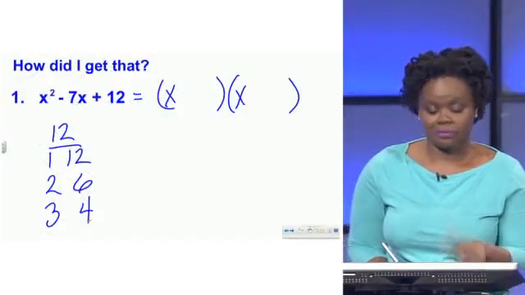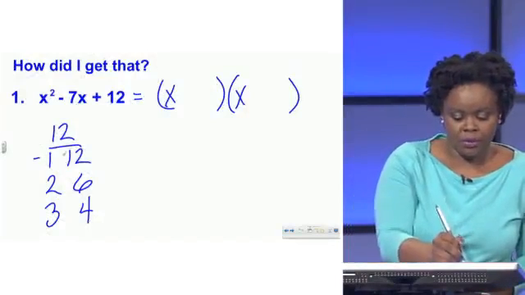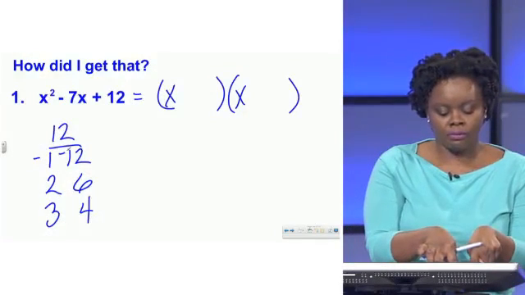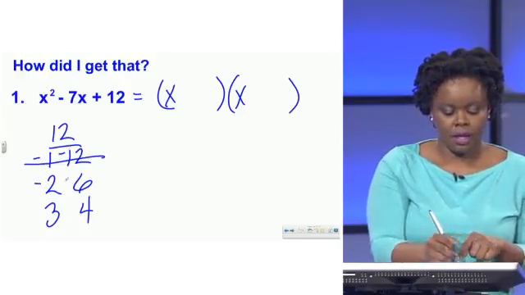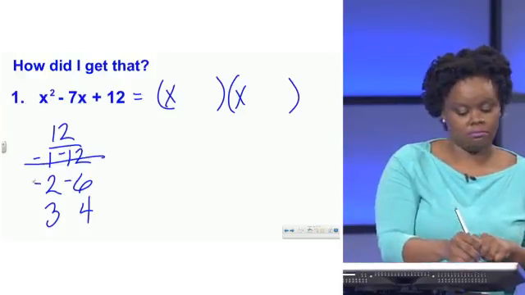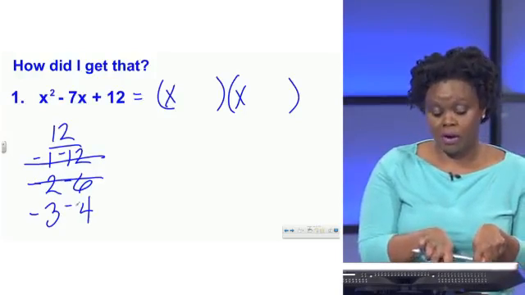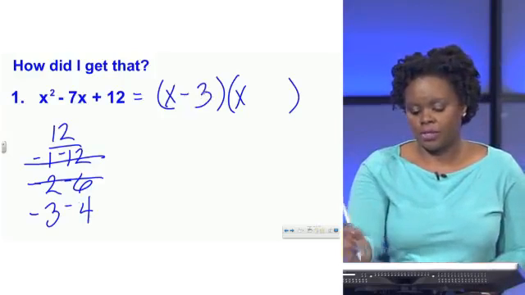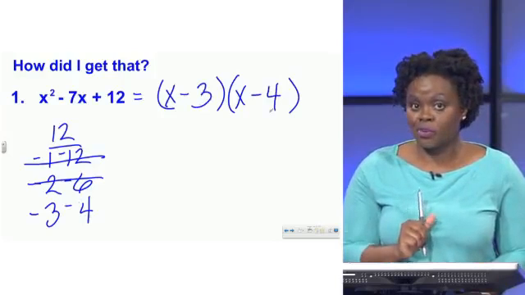Okay? So let's see which pair it is that we need. If it were this first pair, negative 1 plus negative 12, that's negative 13. That's not it. Negative 2 plus negative 6, that's negative 8. So that's not it. Negative 3 plus negative 4, that is negative 7. So that means my factors were x minus 3 and x minus 4. And that's how I got the first one. Okay?